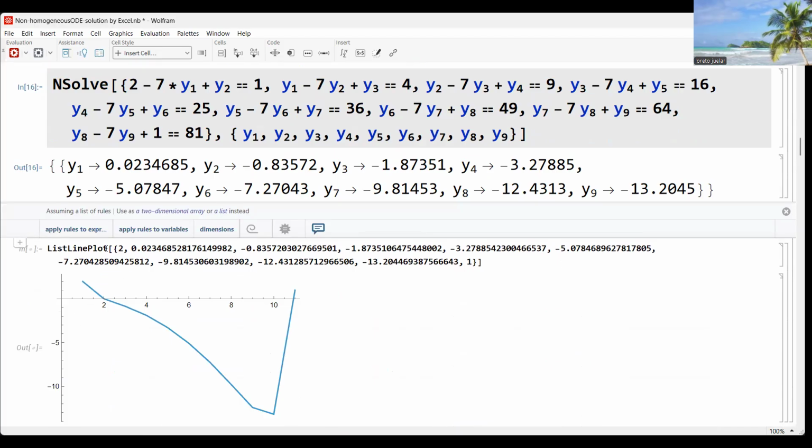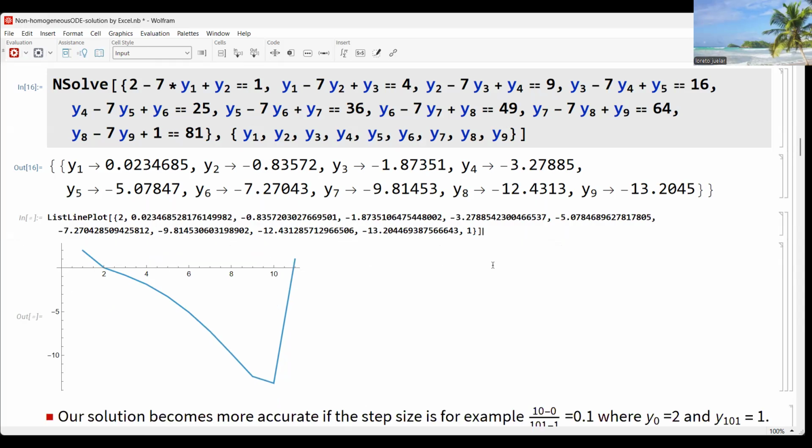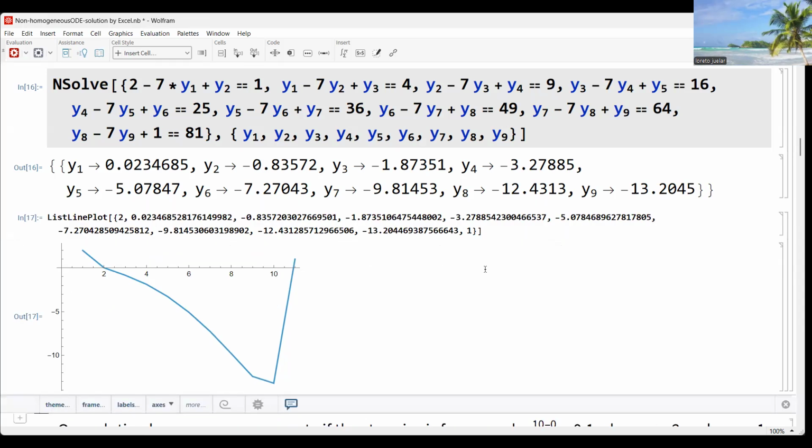And let's line plot the solution here. Okay, so this is the approximate solution.